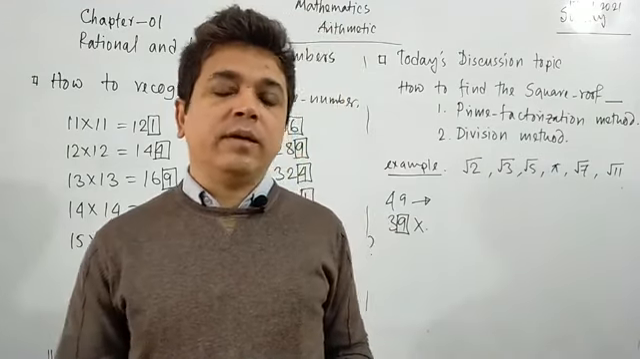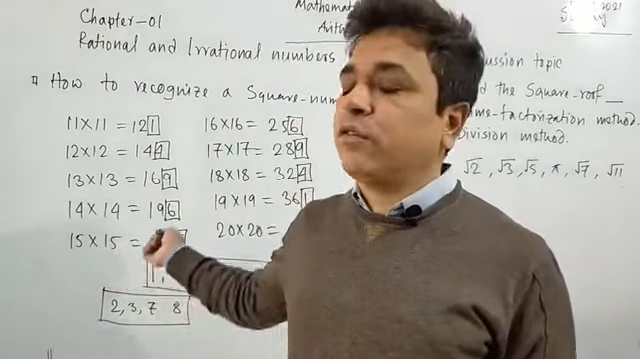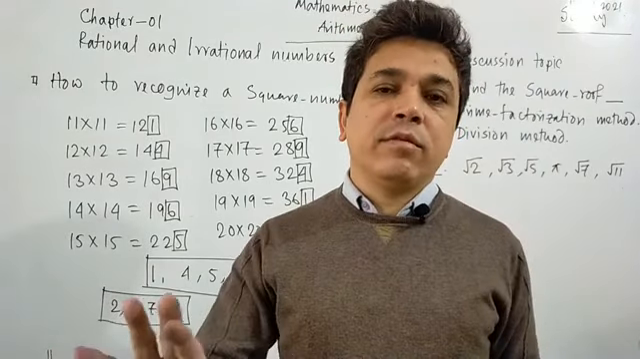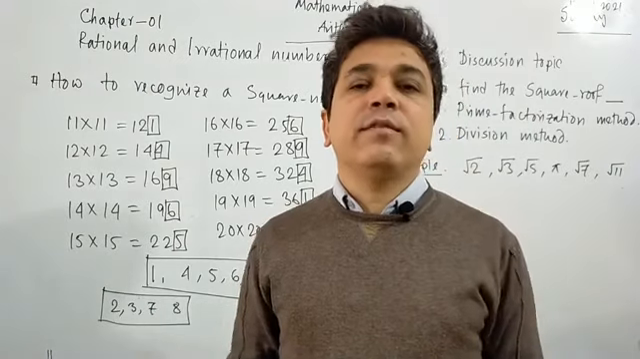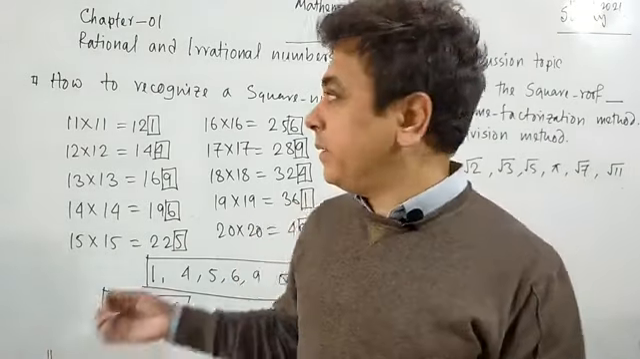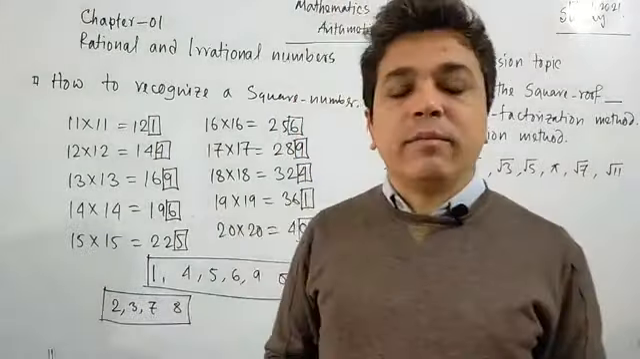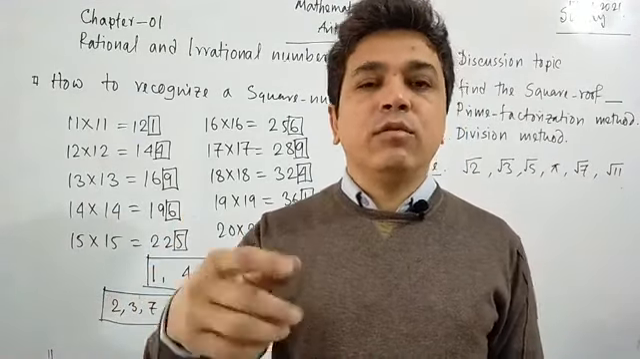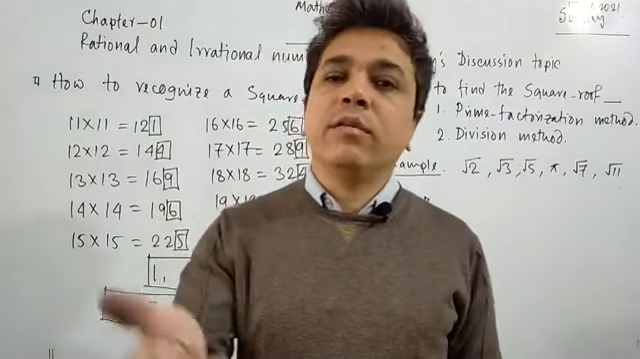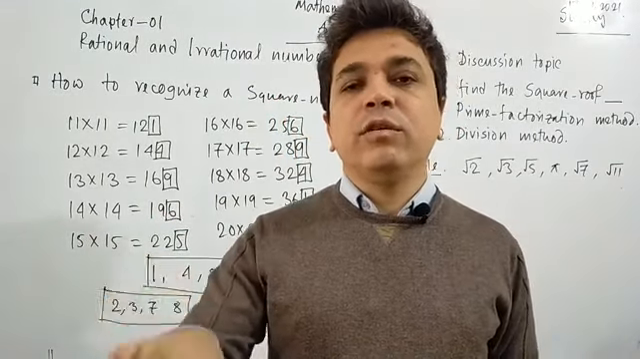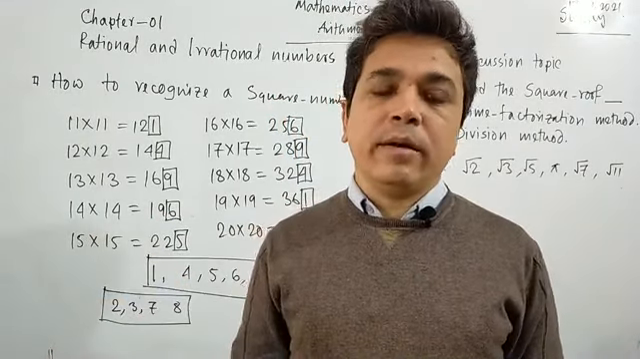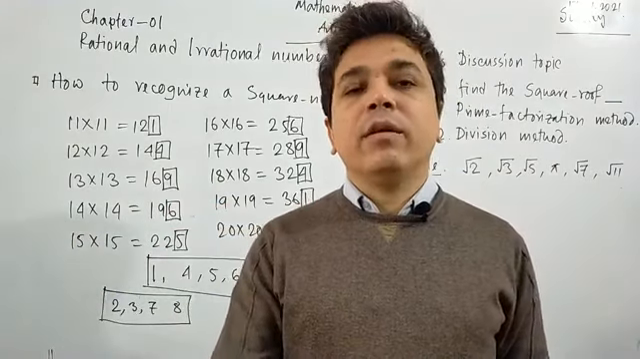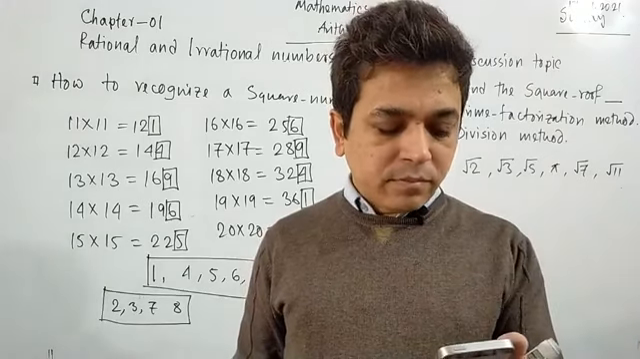What is a rational number? Any number you can explain in the form of p by q. Any number we cannot explain in the form of p by q is not a rational number. And after that, what is a square number? Any number if we multiply by itself, for example 2, we multiply it by 2, so 2 into 2 is 4, it is a square number. 12 into 12 is 144, it is a square number.